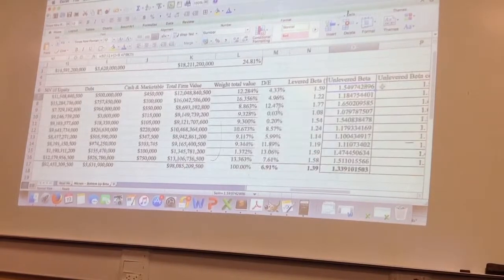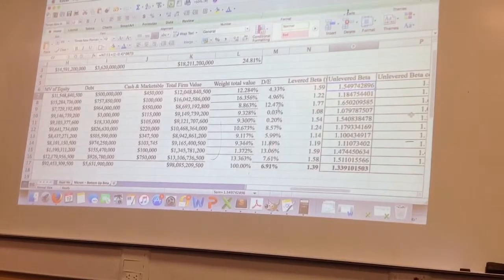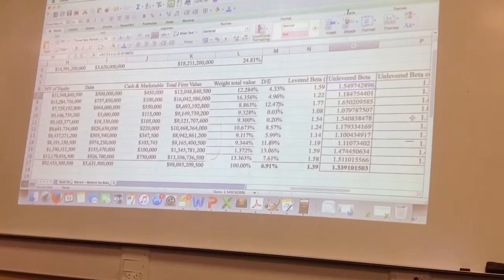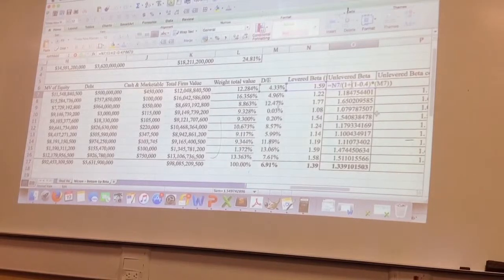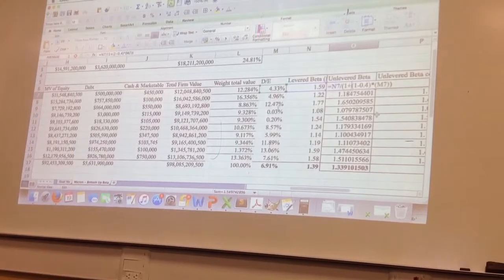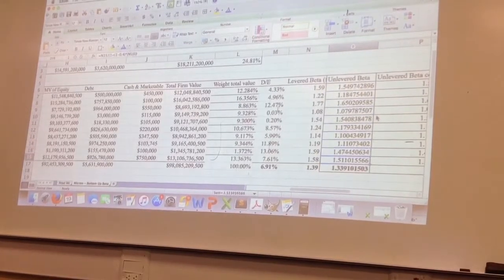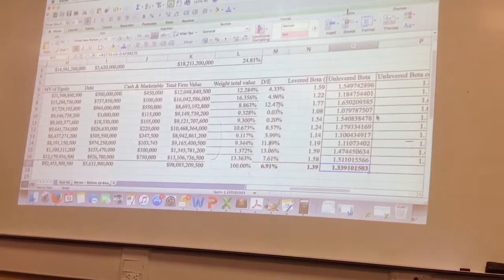Once we get the levered betas, now we use the levered betas to compute the unlevered betas. Okay, so that's why I explained that equation first. So if I click on this, you'll see that here I'm using that equation, the model that I just showed you, to compute the unlevered beta. Okay. I have all the unlevered betas here.